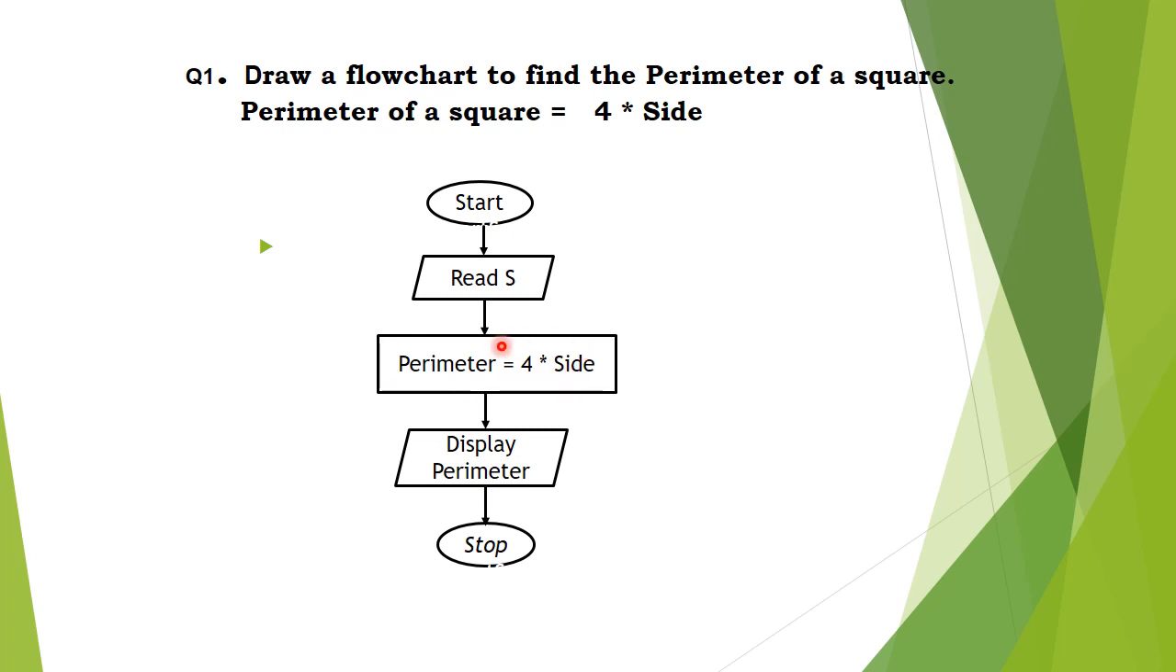4 into side, in a rectangle shape. Then again displaying the perimeter in a parallelogram shape, that is output. Then again stop, which is again a rounded rectangle or oval shape. Clear, children? Now the next question.